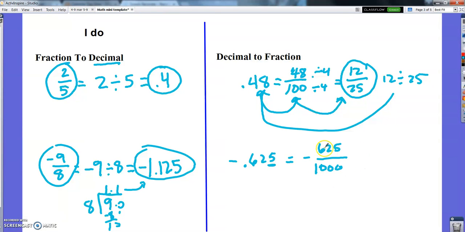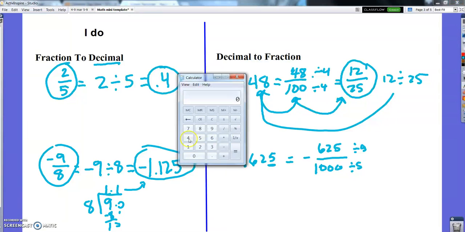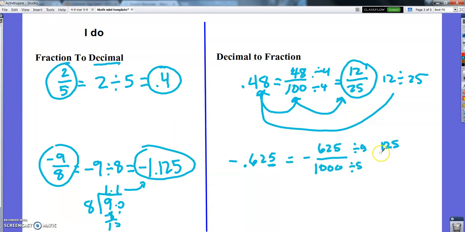As I look at these, I can already tell I can divide the numerator and the denominator by 5, for starters. Jumps out right at me. Oh, did I close my calculator? There it is. 625 divided by 5 is 125. And 1,000 divided by 5 is 200. I can still keep dividing that. I think I can do 25, I'm going to notice. And that would be 5 on the top and 8 on the bottom.